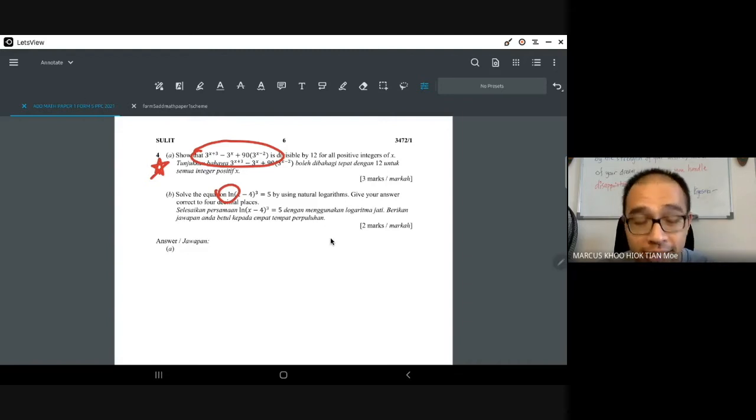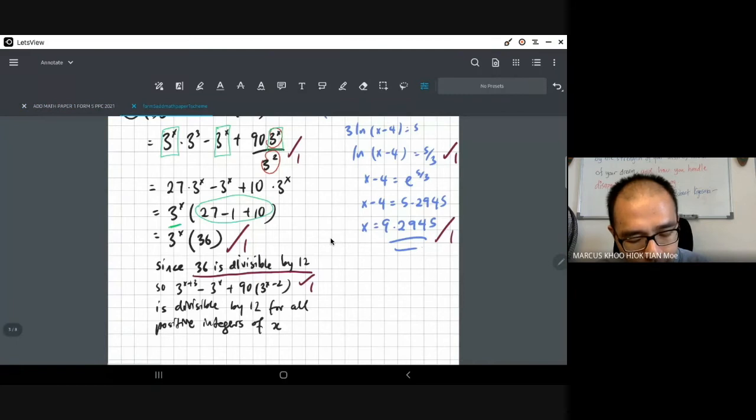Just find a way. Okay, so this is the idea. I want to see this sentence: since 36 is divisible by 12. This is what I want to see.